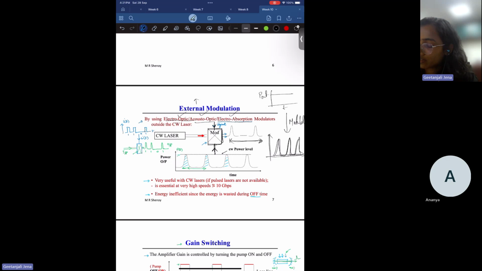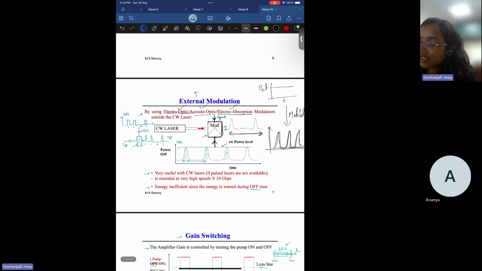using the external modulator. This external modulation is very useful when you have a continuous wave laser and you don't have a pulse laser. And it is essential when you want a pulse laser where the pulse repetition rate is high, let's say 10 gigabits per second. For that case, you can use the external modulator to achieve a pulse of 10 gigabits per second. One of the drawbacks of this external modulator is that the energy stored in the external modulator is wasted during the off time.